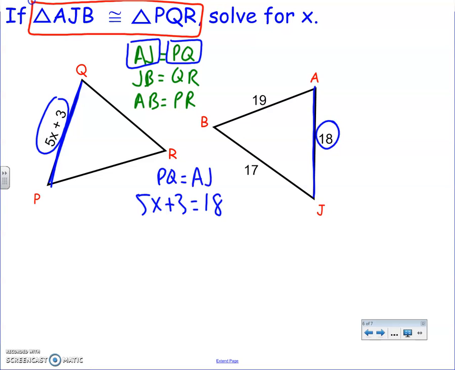Alright, so now we solve for x. I'm going to subtract 3 from both sides. Divide by 5. x equals 3. Do they want x? Yep, solve for x. We're done. Notice if I plug it in, 5 times 3 is 15, plus 3 is 18. 18 equals 18, that's true.